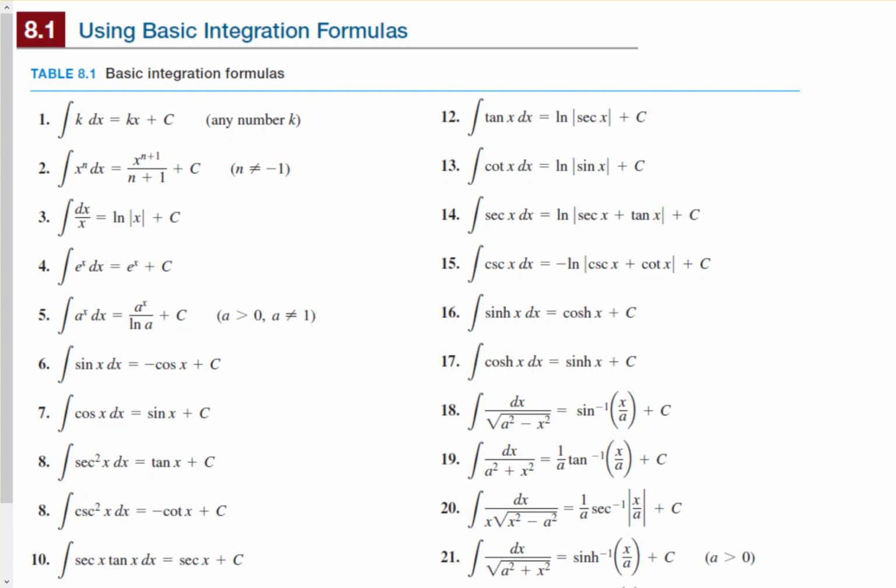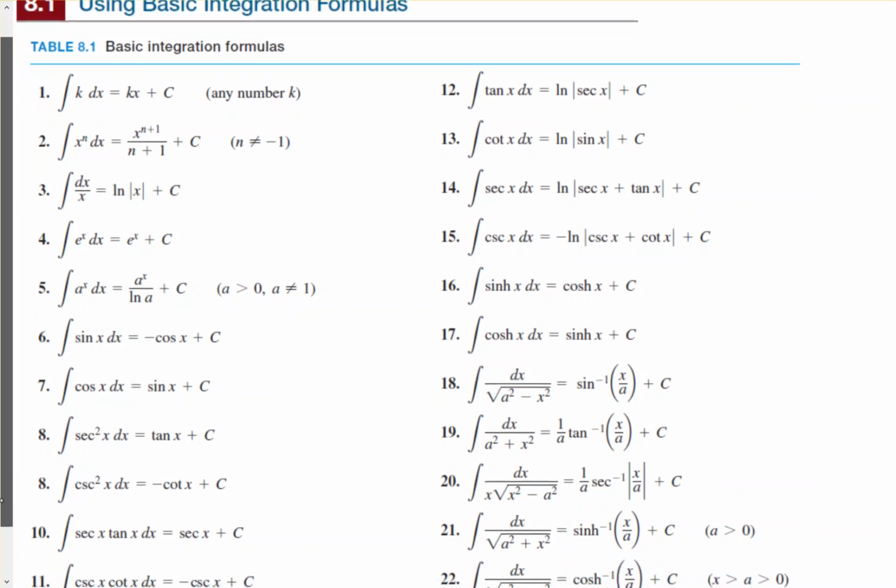Hello and welcome to section 8.1, using basic integration formulas. This section is going to act as a review for a lot of the integration we've done up until now. You'll probably notice some things from Calc 1 as well. Okay, so we start off with a table of some basic integration formulas. You guys have probably seen a lot of these in Calc 1.